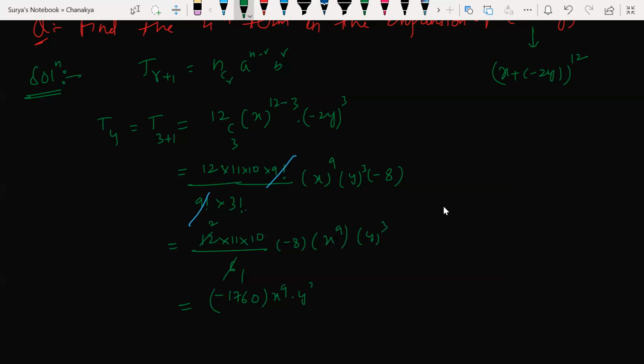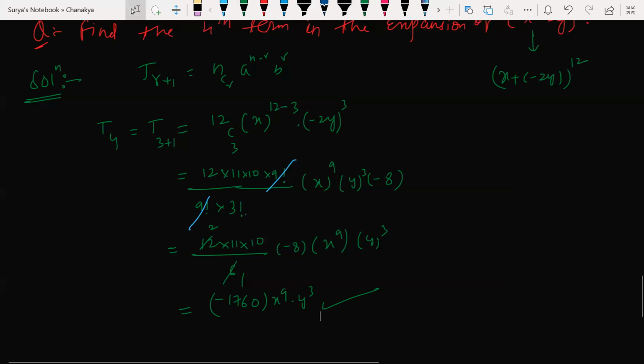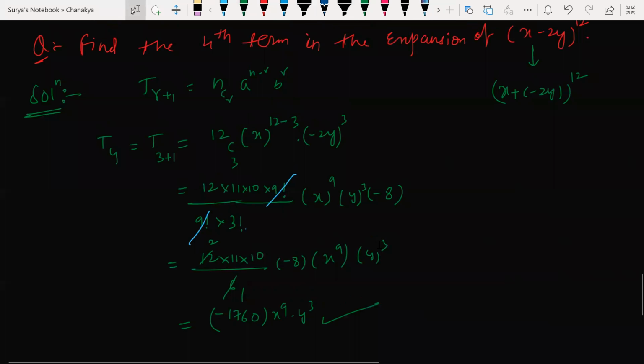This is what your answer is. Any doubts till this? Till this, any doubt, guys? No. This is how you can find this. Clear? Guys, find the fourth term. This is my fourth term now, the fourth term of the given expansion. Clear? Hope it is clear with you all.